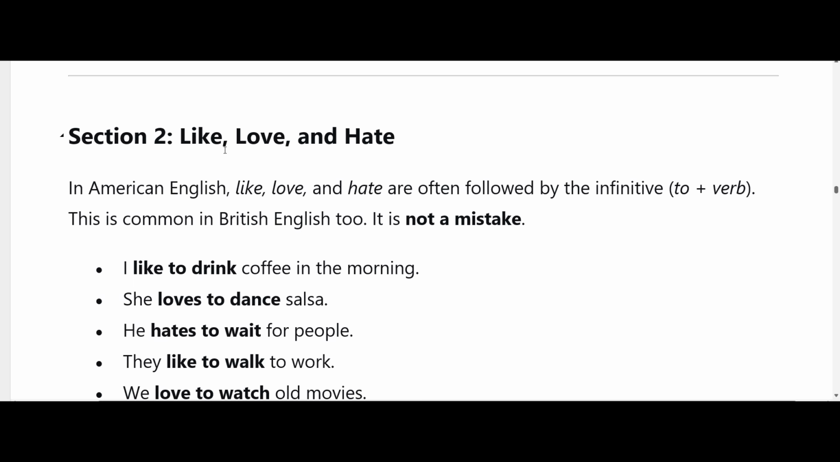Section 2. Like, love, and hate. In American English, like, love, and hate are often followed by the infinitive: to plus verb. This is common in British English too. It is not a mistake.